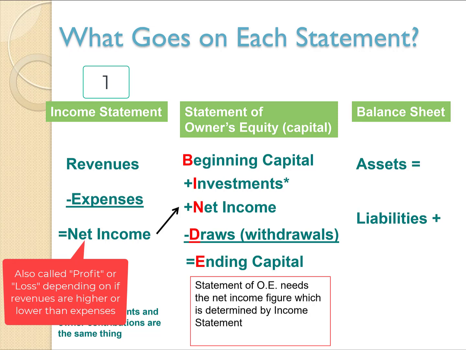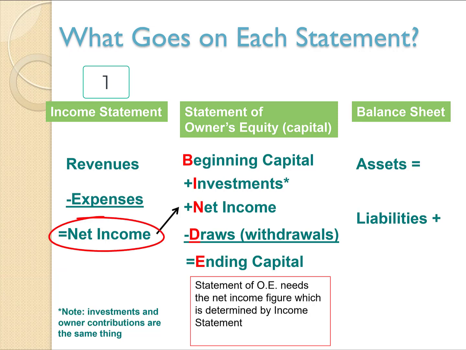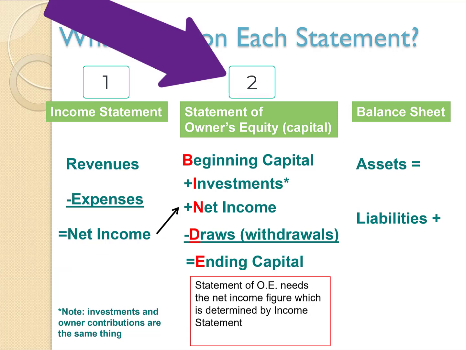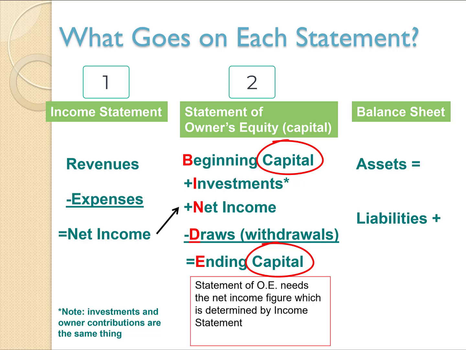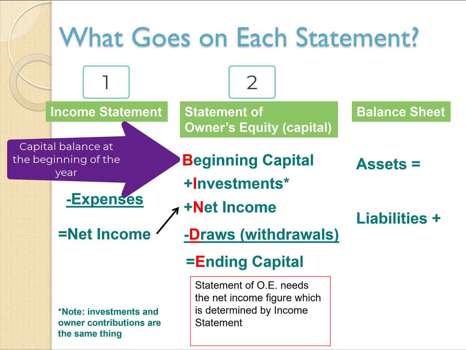So when we're done with the income statement, we can then use the net income to help create our statement of owner's equity. So all the statement of owner's equity is showing is what has happened to the owner's equity account over the year. Now, what's the name of the owner's equity account? It's called capital. So they could have called this the statement of capital.